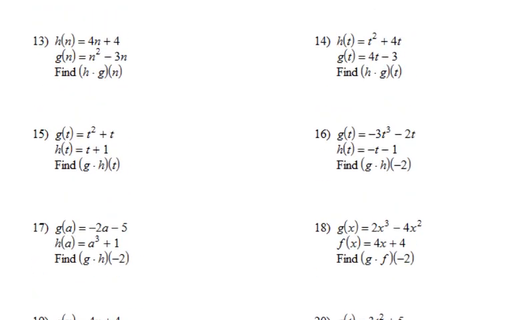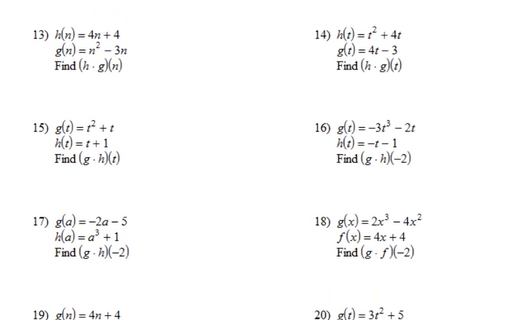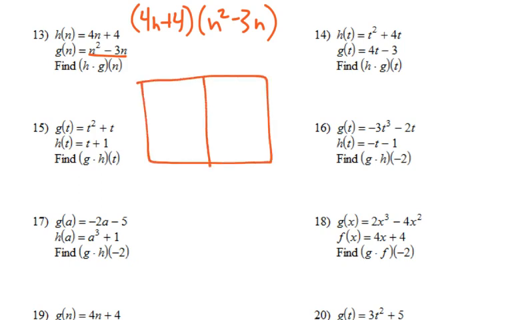Now looking at these last ones, the multiplication. So I get 4n plus 4 times n squared minus 3n. The way we learned how to do this last year was using the area model, also known as the box method. So I'd go 4n, positive 4, n squared, negative 3n. And then we just multiply each box.